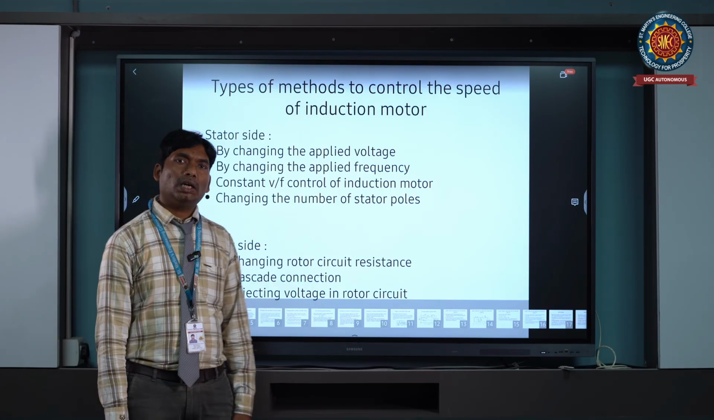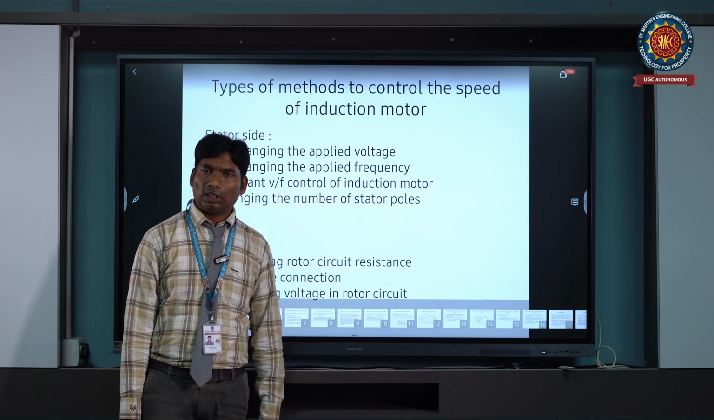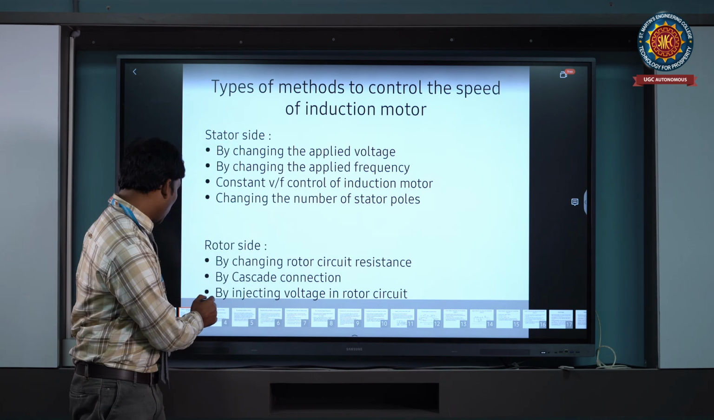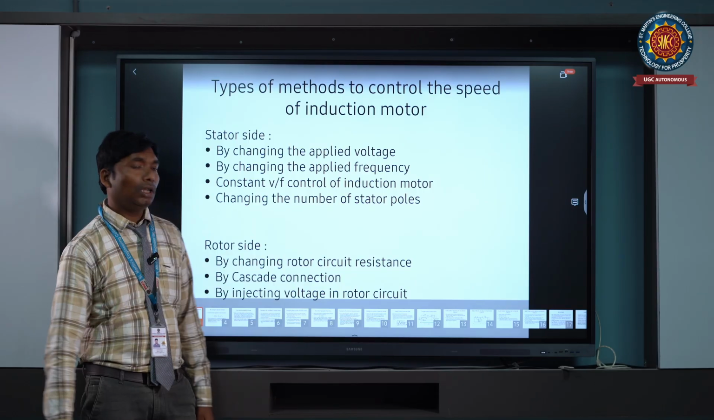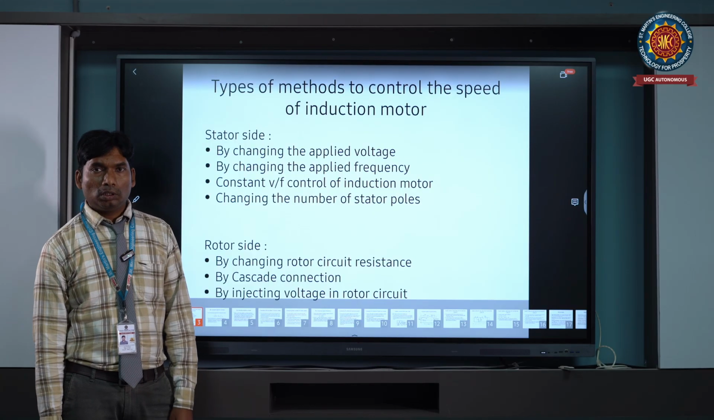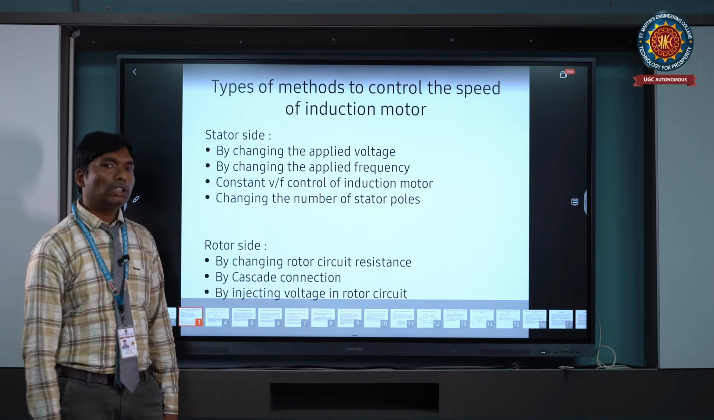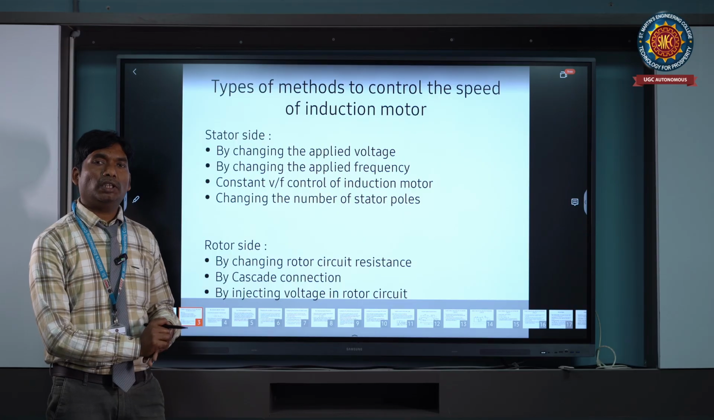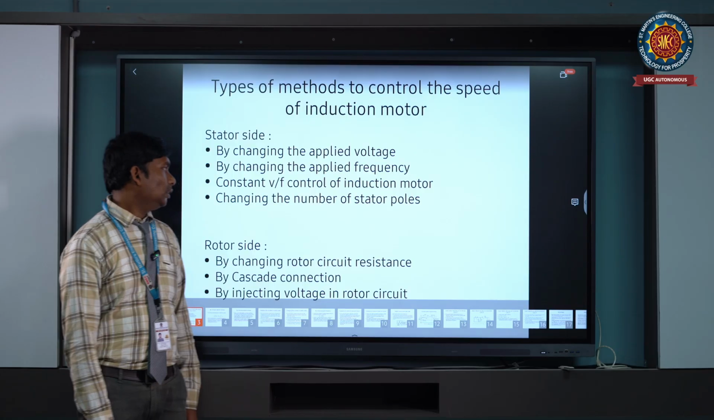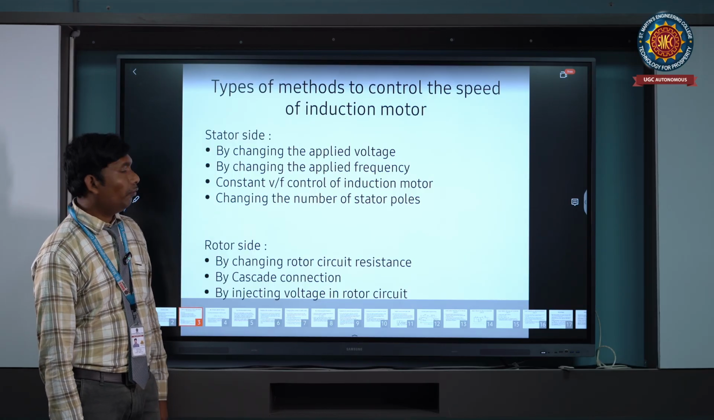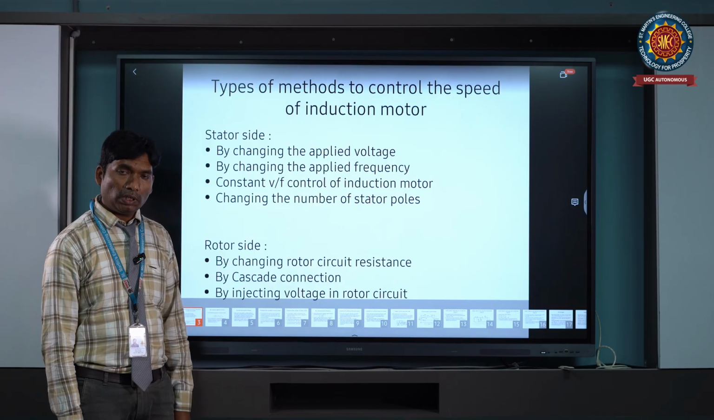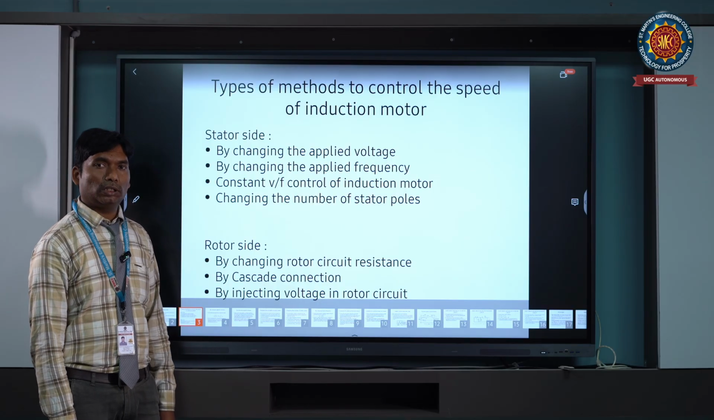We can control the speed of the induction motor from the stator side as well as the rotor side. From the stator side, we can control the speed of the induction motor in four ways. One is by changing the stator voltage. Next, by changing the applied voltage. Next, by changing the stator poles. Next, by changing the frequency. These are the methods to control the speed of the induction motor from the stator side.